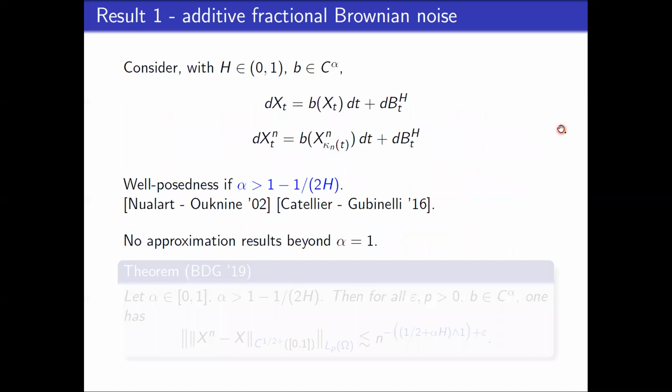The first is when you look at just additive noise, but fractional noise. Of course, here Itô's formula will not be very useful to remove the irregularity of the drift.